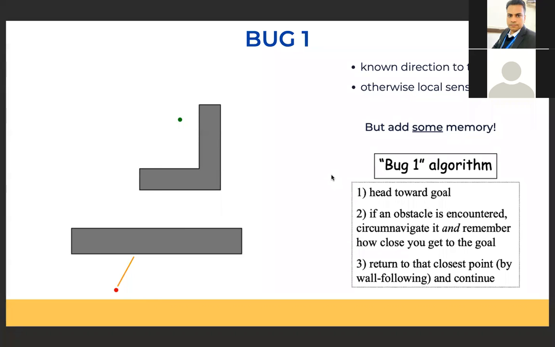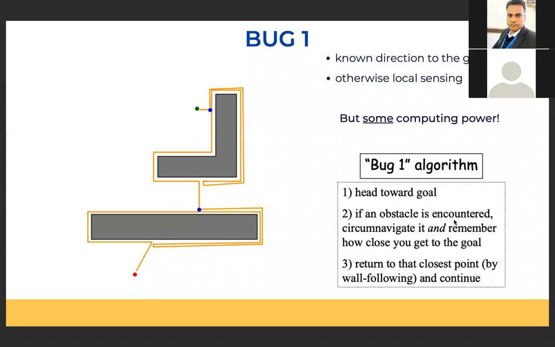You head towards the goal. If an obstacle is encountered, you circumnavigate it and remember how close you get to the goal. Then you return to that closest point by wall following and continue. Once you touch an obstacle, you circle the entire obstacle. You started from here, you circle it, you end here. That's when you know that you have completed the full obstacle tour. While you're encircling it, you're storing the information, like which location is this, all the different locations, in your memory. After you have stored all these locations, you can store them in an array.